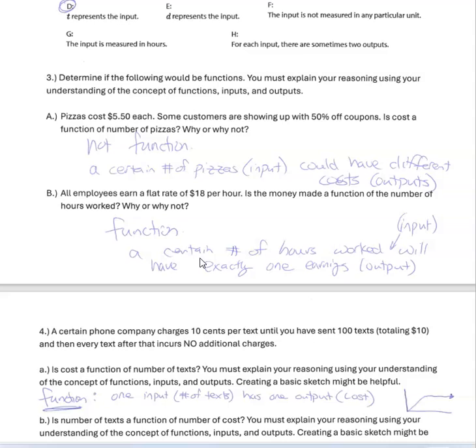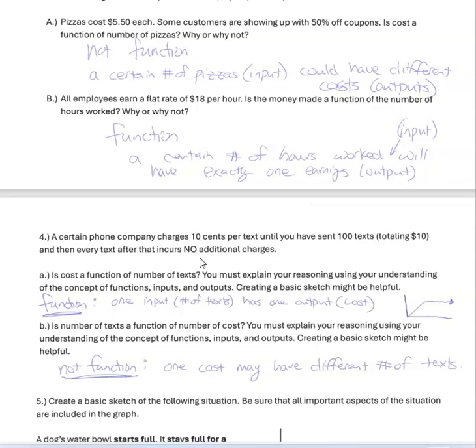And the answer is no, because some people might have a coupon and some might not have one. It might be $5.50, or it might be, I think, $2.75, I'm pretty sure, if I'm doing the math right in my head. So since one pizza can spit out two different possible costs, one input can have two different outputs, that would not be a function.